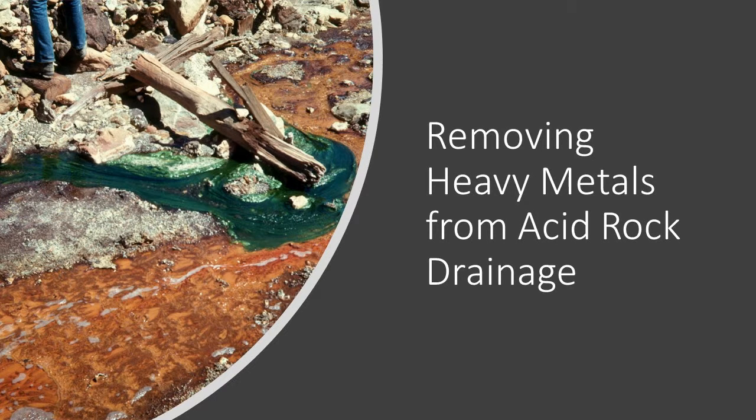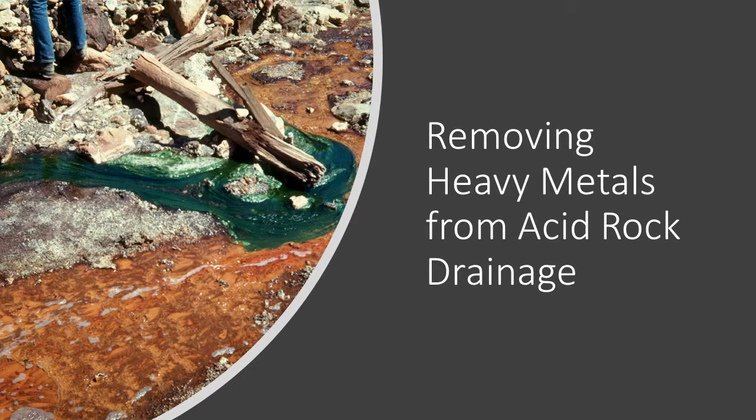Acid rock drainage is a potentially dangerous byproduct from mining operations. It is created when mining fluids remove sulfate from geological sources such as pyrite. The sulfate turns into sulfuric acid in solution and increases the acidity of liquid mining waste. The low pH allows the liquid waste to dissolve heavy metals such as iron, manganese, zinc, and copper.